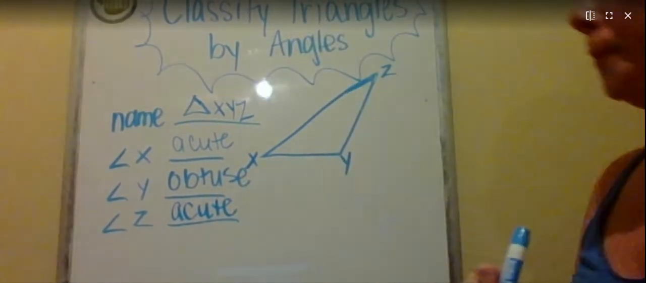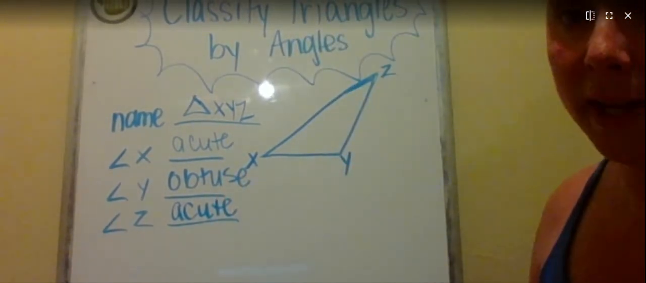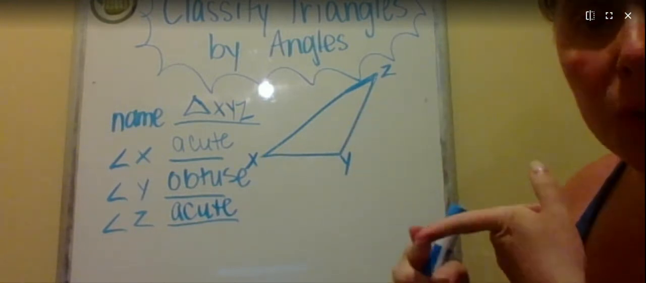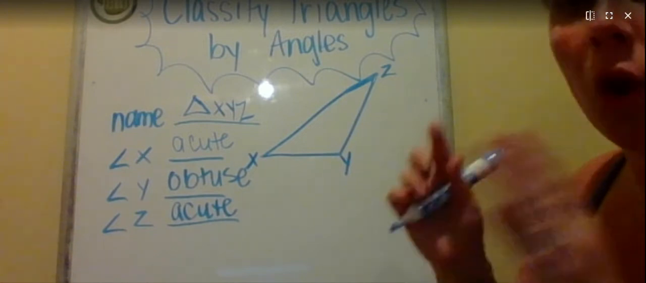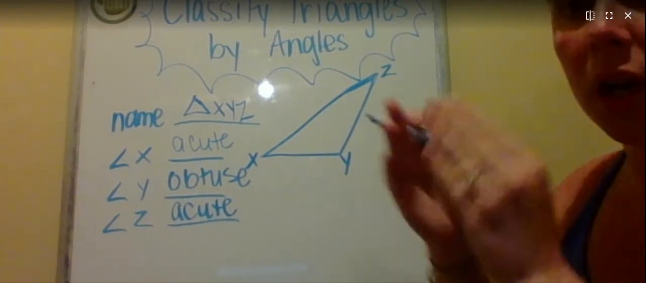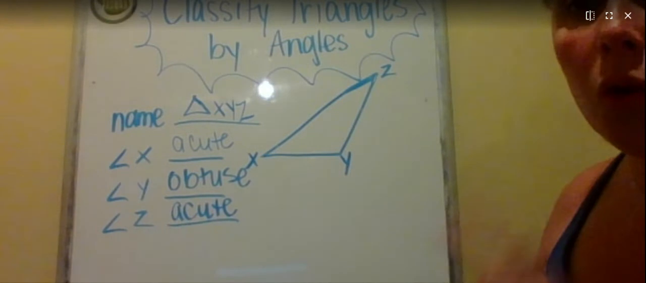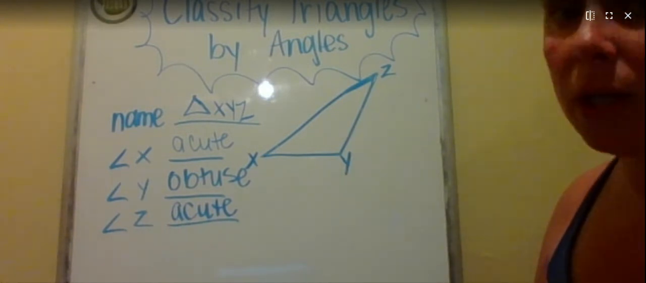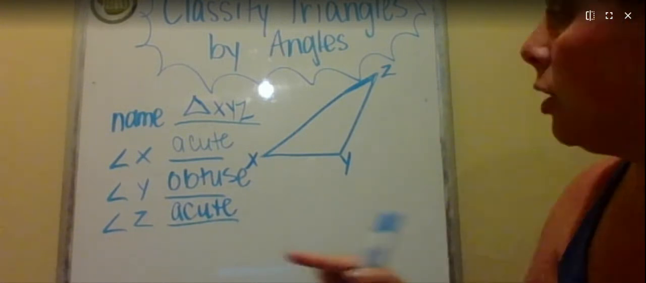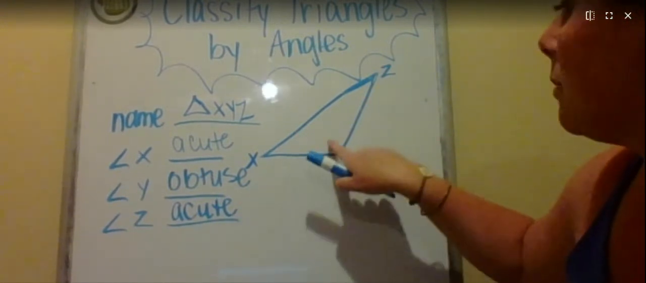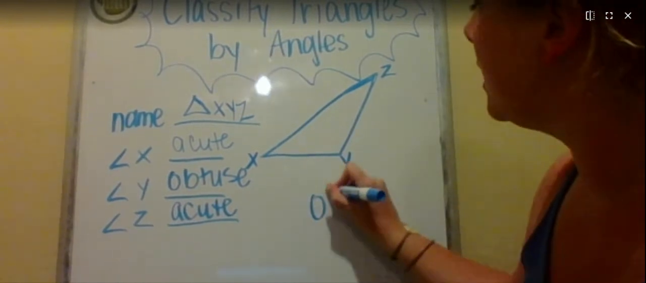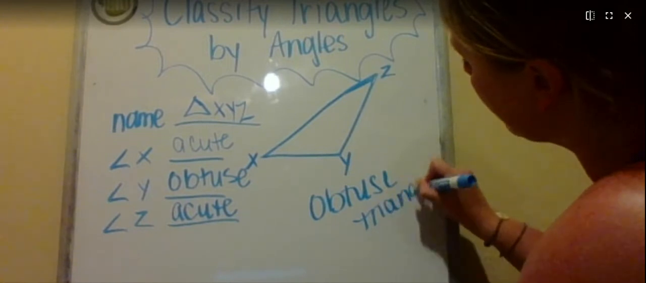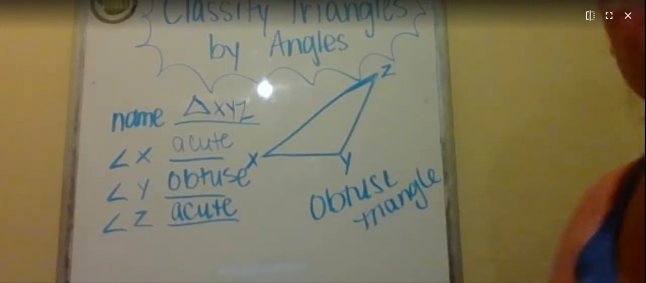So what kind of triangle is this? We remember, and if you write it down, an acute triangle has all three of its angles acute. A right triangle, one angle has to be right. We don't have any right. And an obtuse triangle, one angle has to be obtuse. Since we have one angle that's obtuse, this triangle is an obtuse triangle. And that's how you classify triangles.